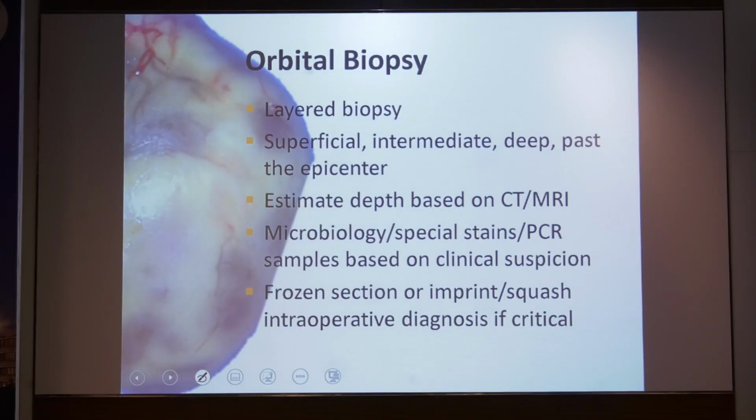But in conclusion, I would just say that deep biopsy is very important in diagnosis of orbital lesions, and you should always go for a layered biopsy and submit each layer to the pathologist. I would go to the epicenter of the lesion and beyond, guided by radiology for a biopsy. And the depth is always estimated based on CT or MRI. Always do microbiological tests and special stains, and also send for PCR or keep a sample for PCR if you're in doubt of an infective etiology.